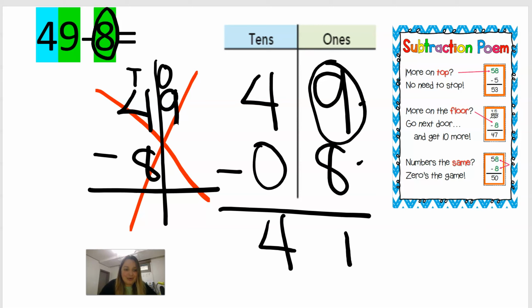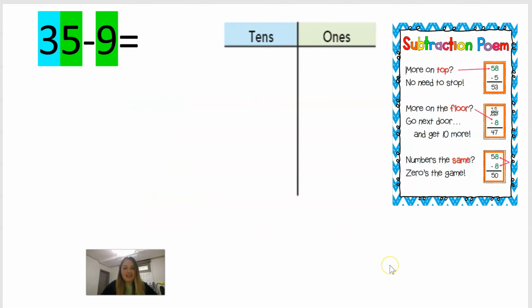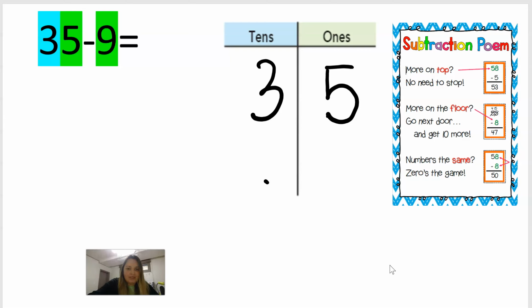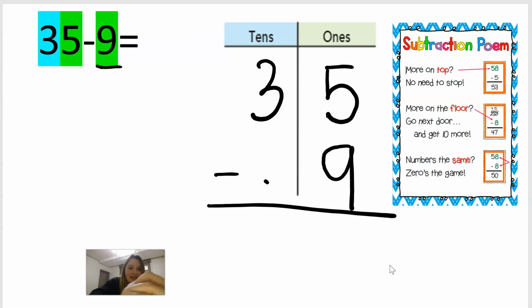Let's do one more. 35 minus 9. 35 has 3 tens and 5 ones. Now, where does the 9 go? Does the 9 go here? No, the 9 is a ones. So it goes on the bottom of the 5. So 35 minus 9.